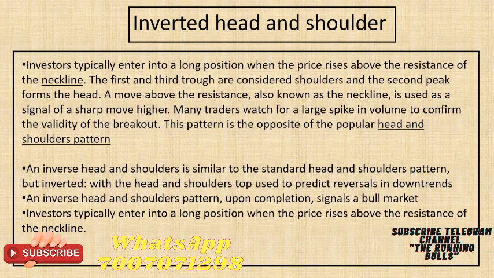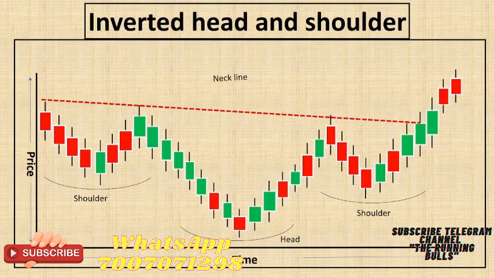The first and third are considered as shoulders. The second peak is considered as the head. A move above the resistance, also known as the neckline, as we have already discussed in the head and shoulders. So it is inverted. Inverted means upside is downside. You don't have to be confused about anything. Just remember that inverted head and shoulder is a trend reversal pattern in which a bearish trend is changing to a bullish trend.